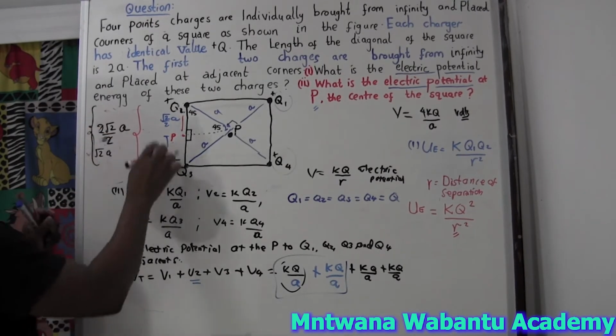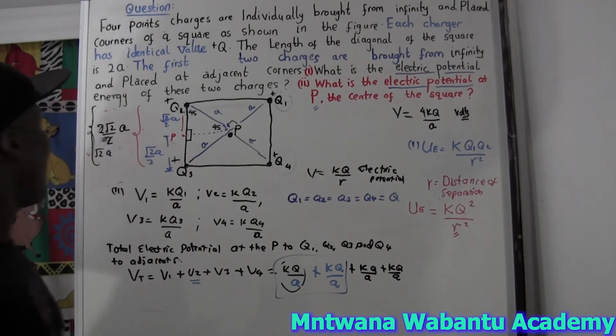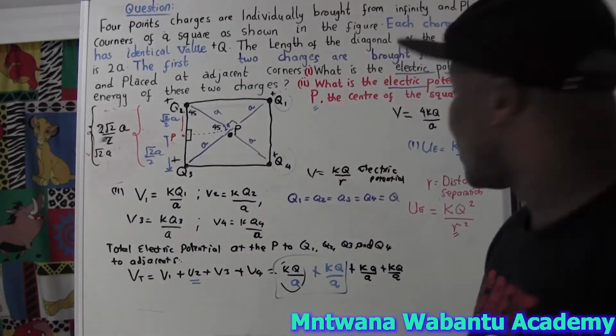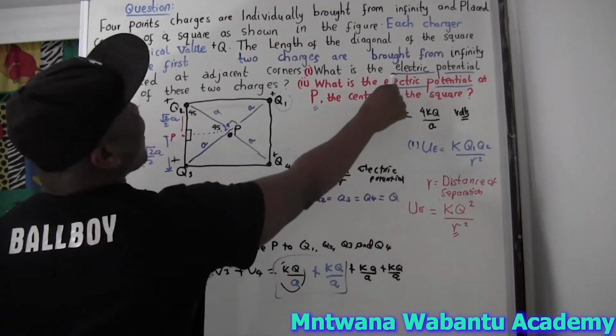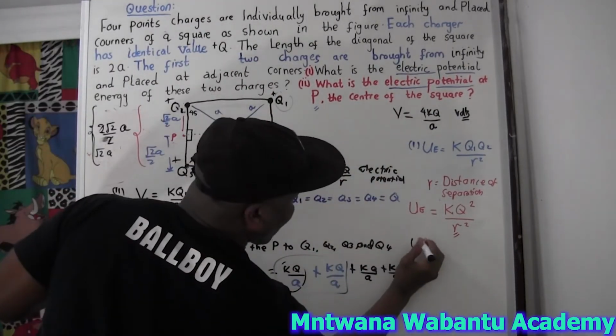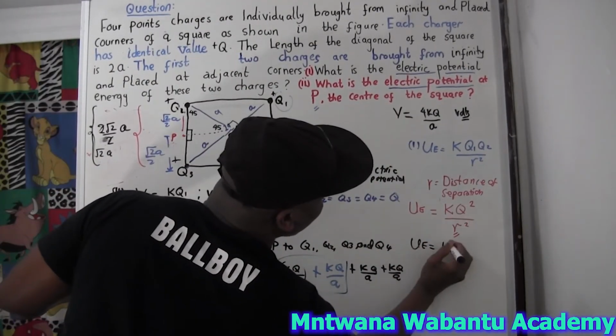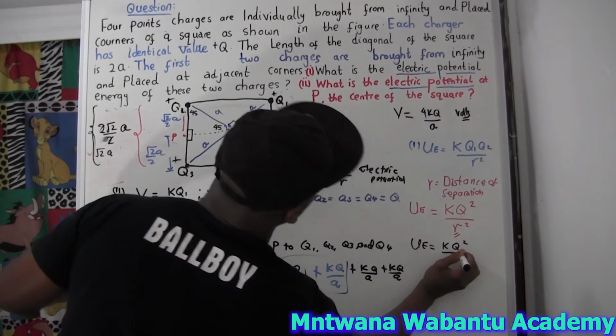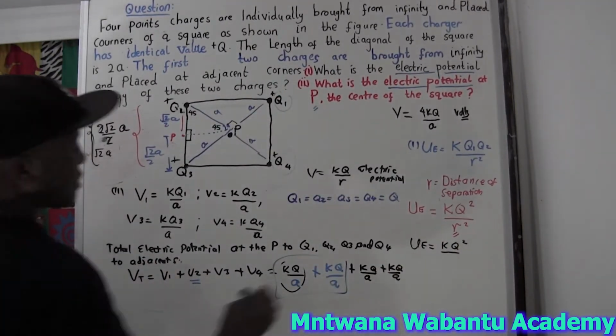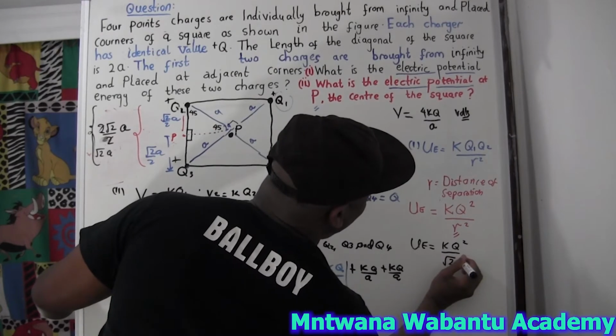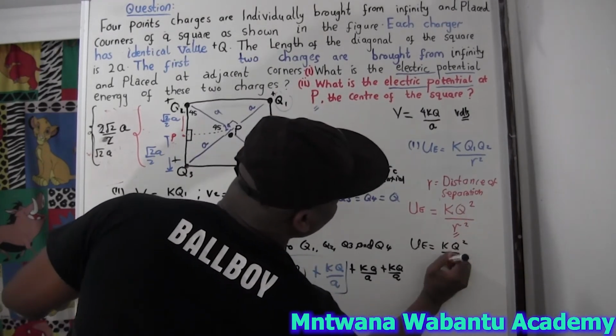So all this is the distance of separation. Oh, so now we know the distance of separation. So we're going to say our electric potential energy is equal to kq square over, what is the r? Square root of 2a. But what happened? We must want to square.